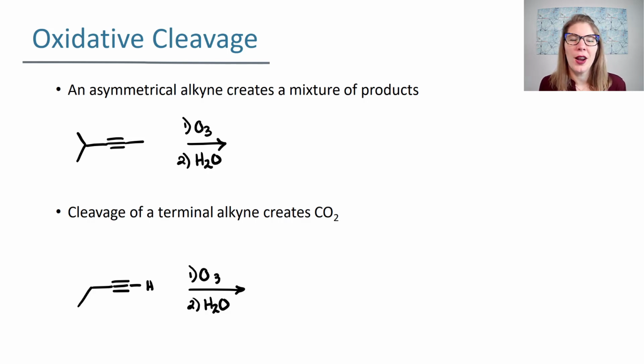Now, what if your alkyne was asymmetrical? In that case, you would get a mixture of products. So we would still see cleavage here, but the left-hand side is no longer the same as the right-hand side. So you're going to get two different products, and in this case, you have to draw both. Now let's make sure we don't miss any carbons.